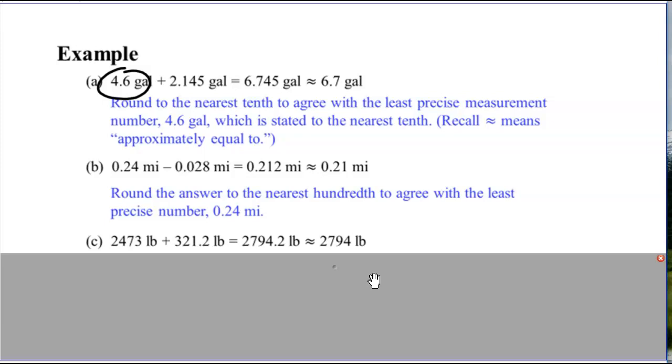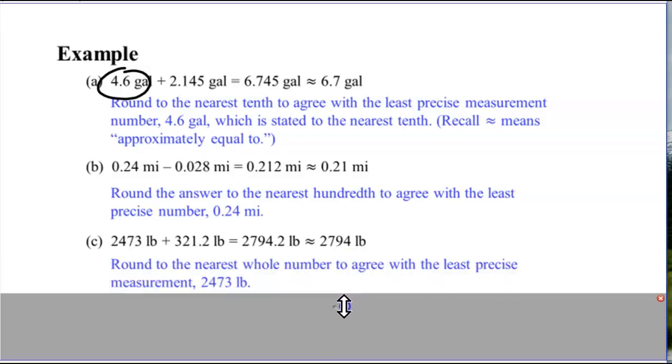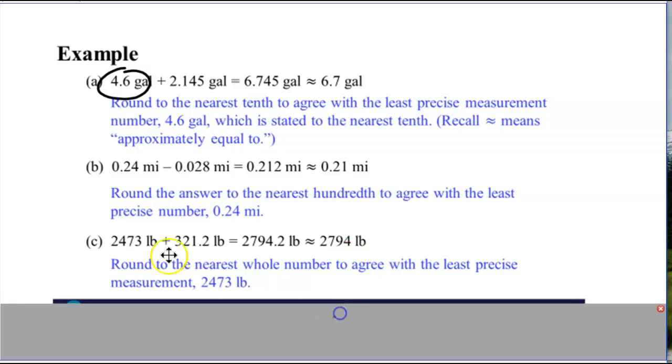So you probably saw, when you did this problem, that 2,473 pounds was the least precise measurement, and that's the reason why the answer is about 2,794 pounds after you add it and then round it.